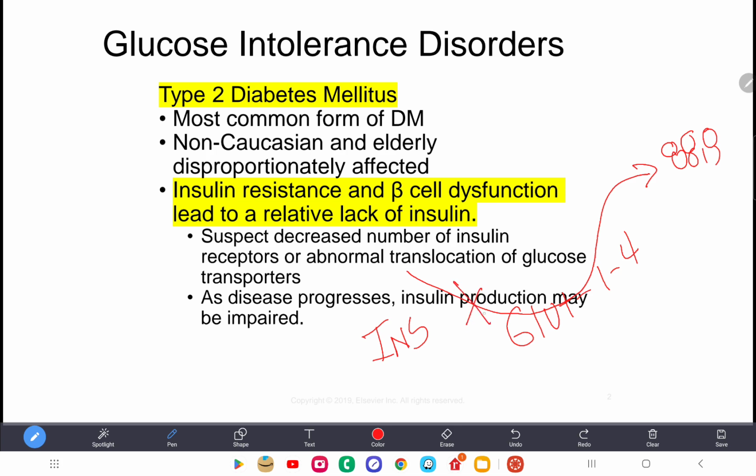If you develop resistance right here, then what happened? The glucose is not going to go to the tissue and you develop diabetes. Okay, so that is extremely important.